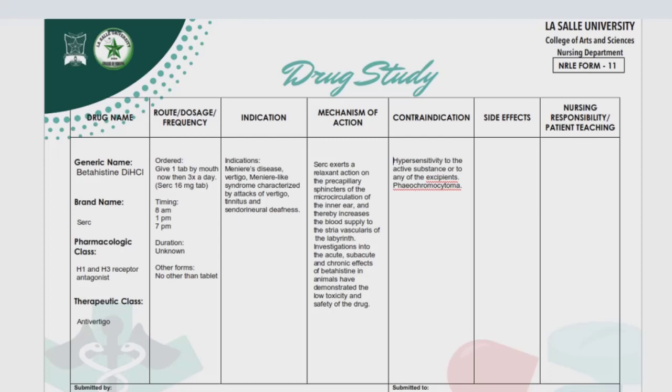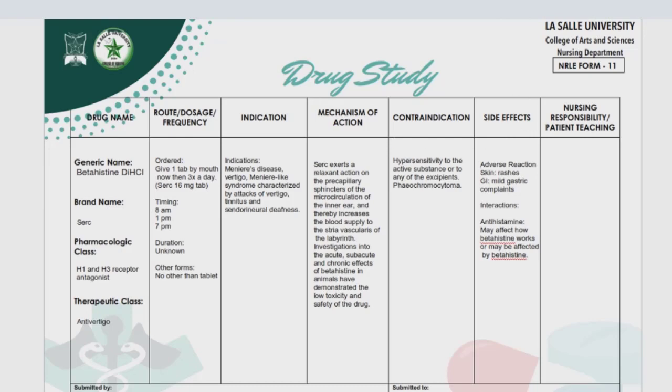the excipients. And we have the pheochromocytoma. Usually, ang contraindication gyud sa mga tambal, balik-balik ra na siya: hypersensitivity to the active substance or to any of the excipients. Hypersensitivity, drug allergy, okay? Because it may cause a severe allergic reaction.